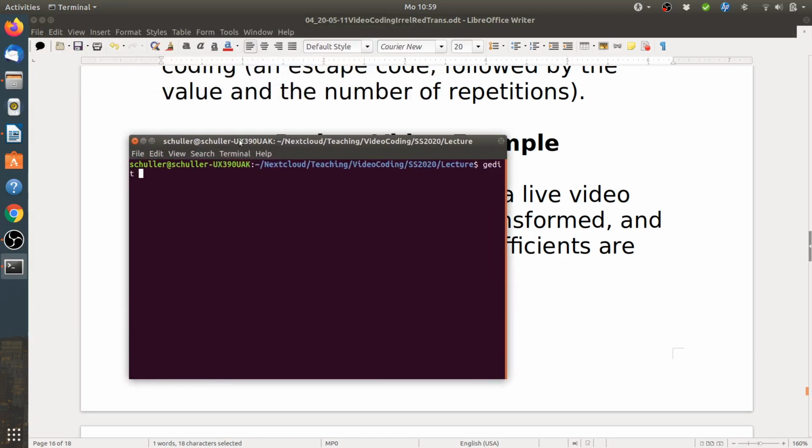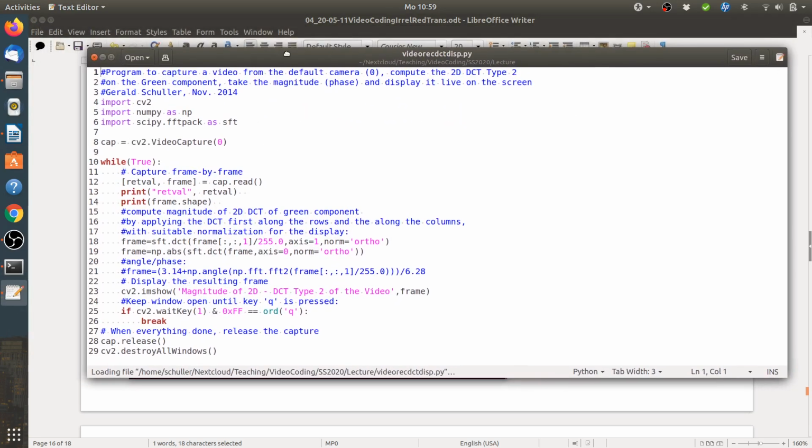Now gedit. So here you can now see the content. And it starts as usual. It generates a pointer to our video capture device. Here it reads a frame. Here it tells us if it successfully read a frame. And maybe I don't need that here. Print frame shape, also don't need it here. So I comment that out.